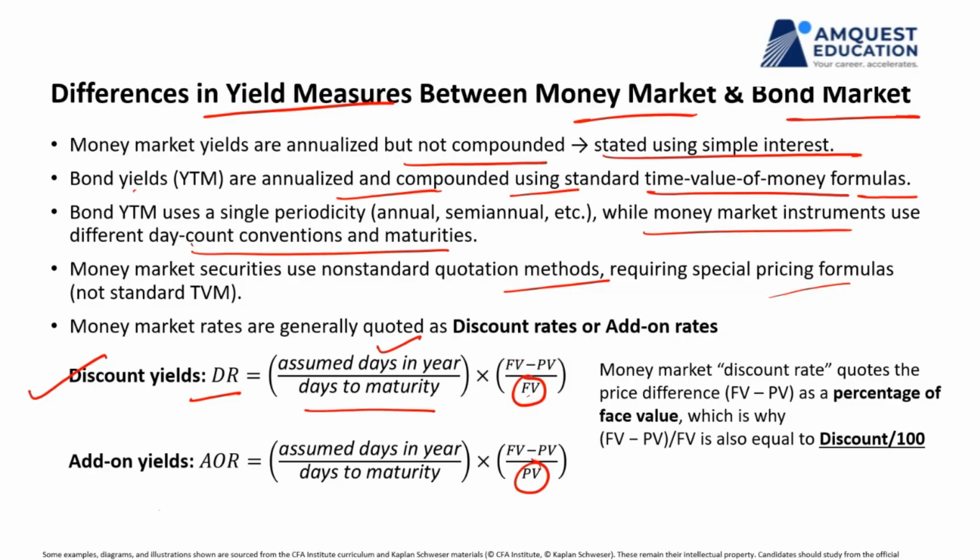Theory can test you around these concepts, at least the first three, and more specifically, the first two lines, that money market works on simple interest while bond market yields will work on typically annualized and compounded numbers.